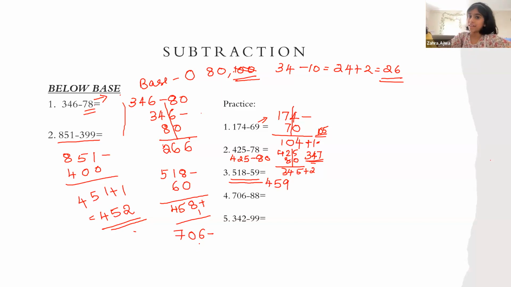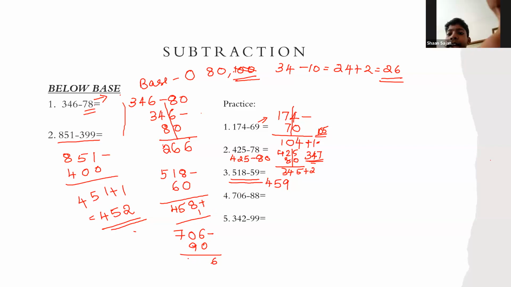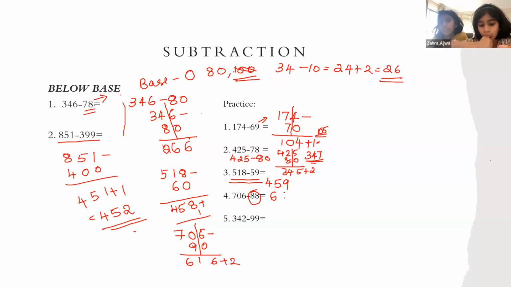Yes. You're able to understand? I'm doing this fourth problem. Can you see my screen? Yes. We are doing this fourth problem, 706 minus 88. So which is the closest base number we'll take? 90. Okay, so what is the answer? 616. Now, 88 is short of 90 by how many? 2. So the answer is 618.